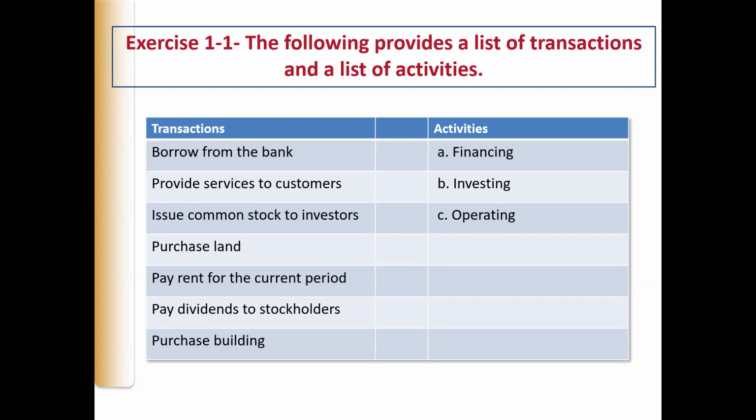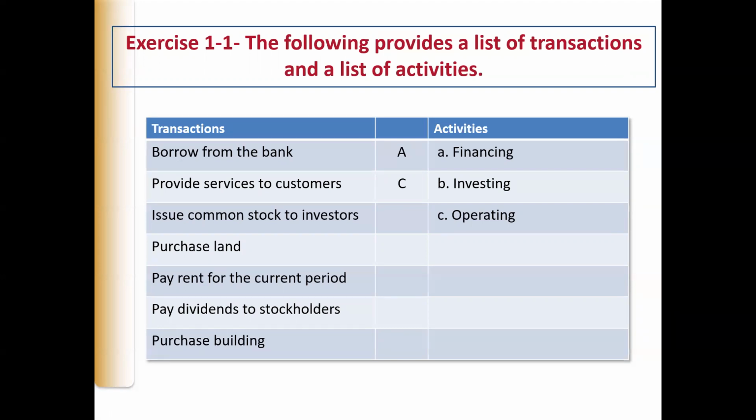So here we have another little exercise. The following provides a list of transactions and a list of activities. So guys, when we borrow from a bank, are we dealing with financing, investing, or operating? Wouldn't it be financing? When we provide services to customers, what are we doing? Wouldn't that be operating because it's why the company's in business, to make a profit? So the revenues and expenses would be part of operating activities.